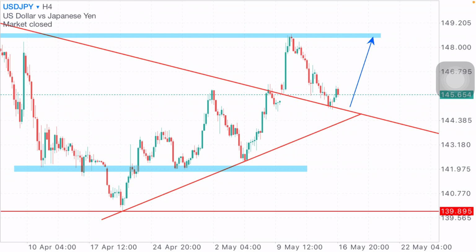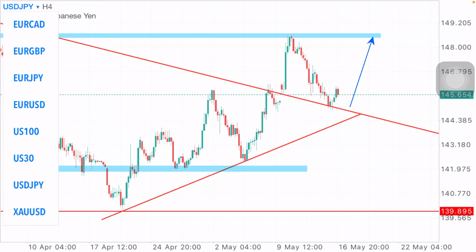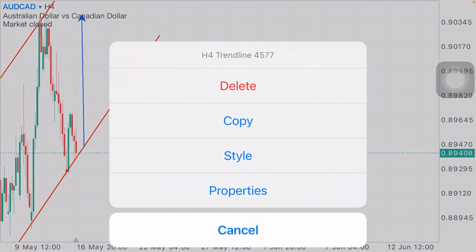So let's move on to our next pair. Which pair are we going to do? Let's check the next one. Let me clean this up.